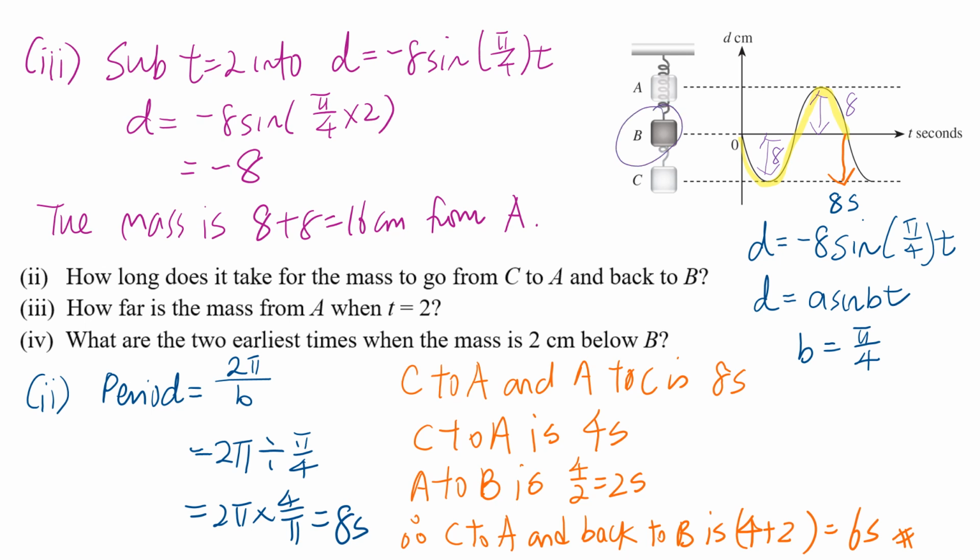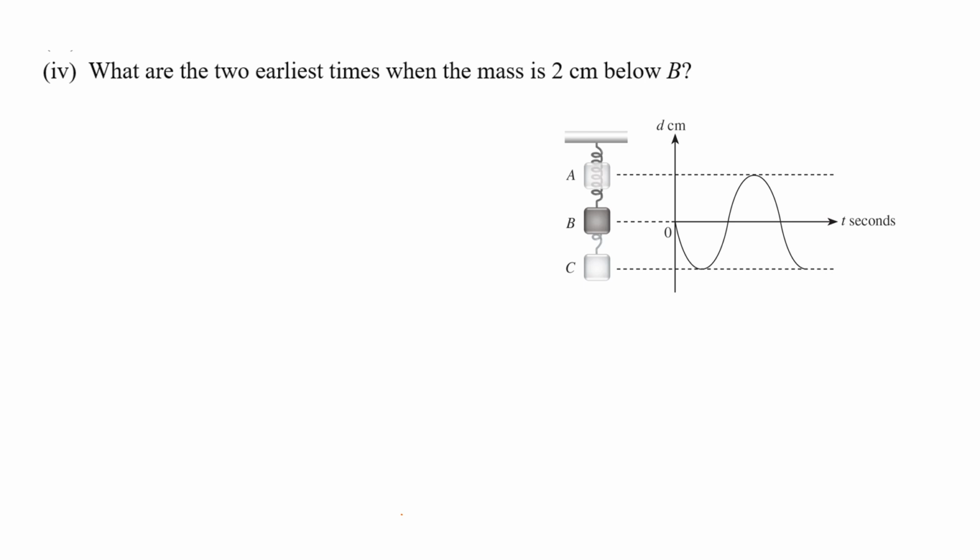Point B is the one on the x-axis. This is your t-axis, like your x-axis. So anything below your t-axis is negative. Negative 8 means here is negative 8, and then there's another 8 on top of it, because you're finding from A. If you're finding from B, then it's just 8. But you're finding from A, so it's 8 plus 8, which gives you 16 centimeter. So that's part 3. Let's come to the last part of the questions.